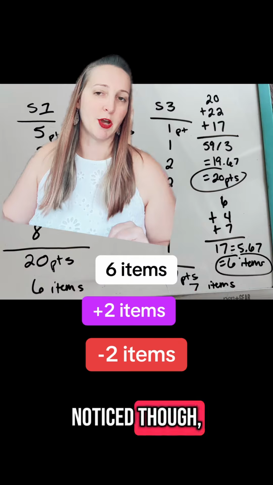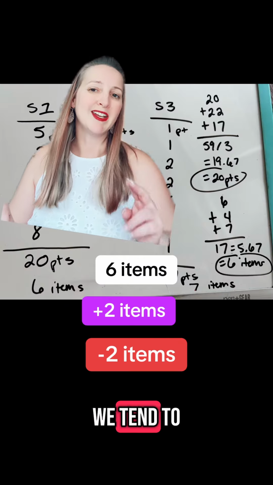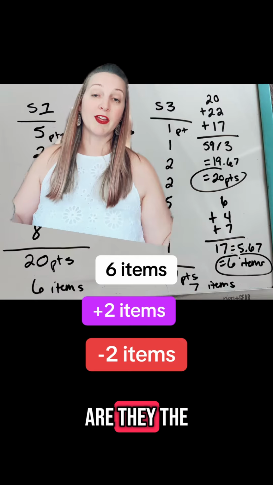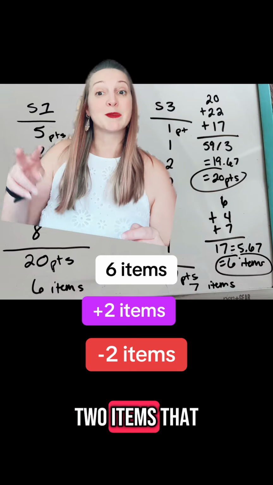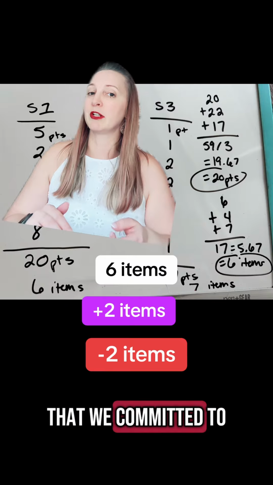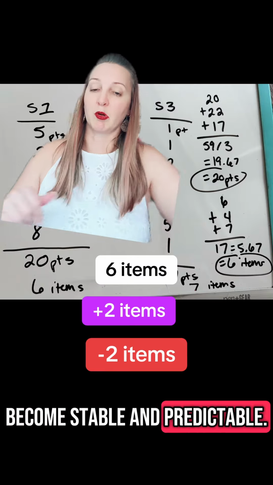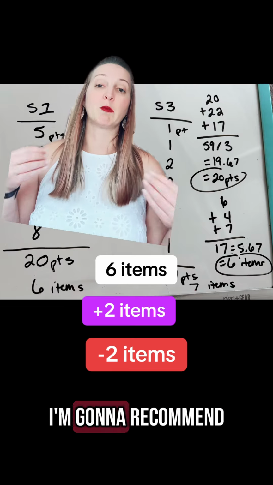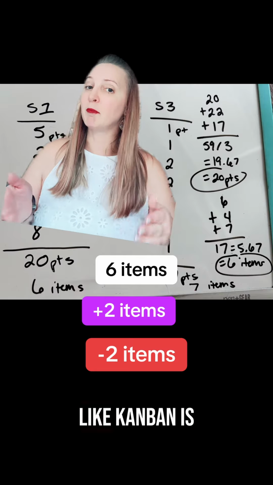What if I notice, though, that not only do we continue to adopt 2 items into the sprint, we tend to have 2 items that are incomplete at the end of each sprint. Are they the 2 items that were adopted into the sprint? Or did the 2 items that we adopted into the sprint actually deprioritize 2 of the things that we committed to in sprint planning? The goal of Scrum is to become stable and predictable. If I'm finding we can't accurately do that within a sprint, I'm going to recommend that we consider our sprint cadence, or if something like Kanban is a better fit.